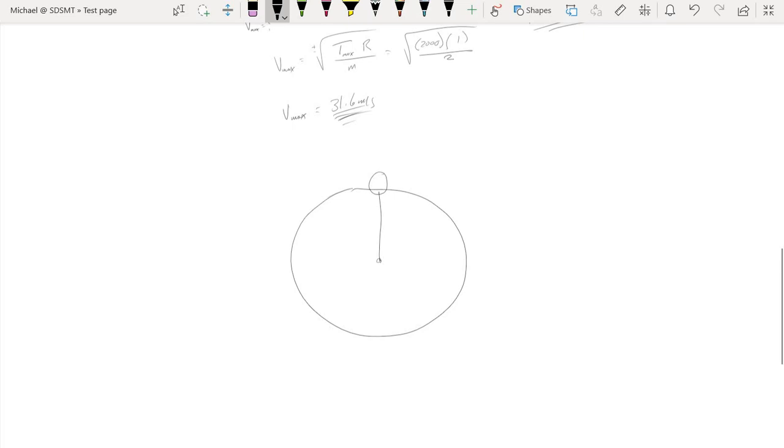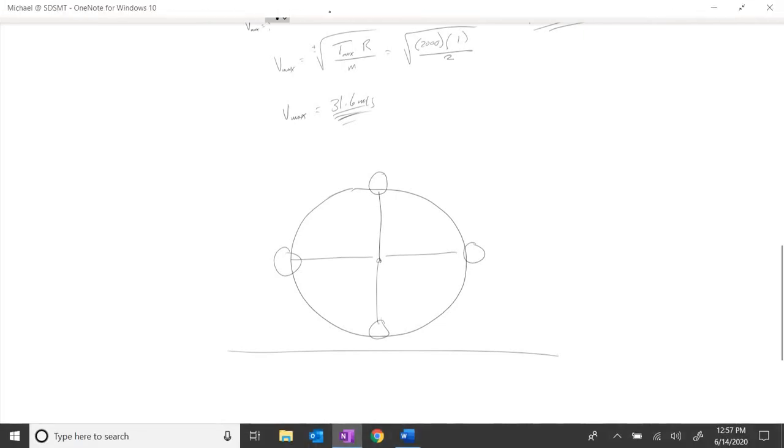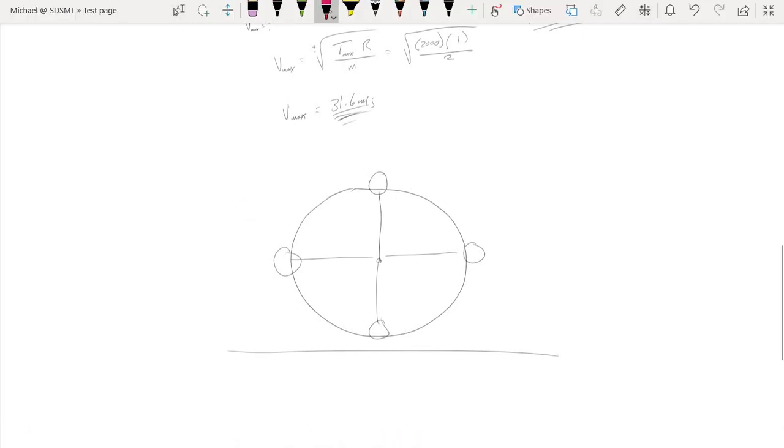And what this means is that at any particular location, whether we're at the bottom of the loop or the top of the loop or one of the sides, we would still have tension pulling towards the center of the circle. That's the only direction that the tension force can point, because it has to point along the direction of the rope.